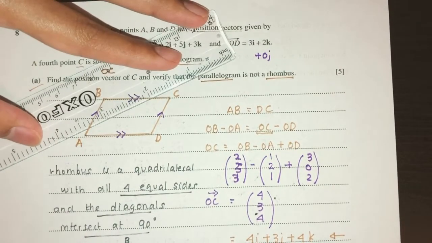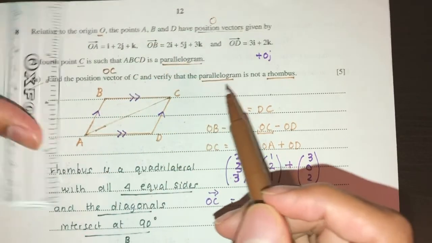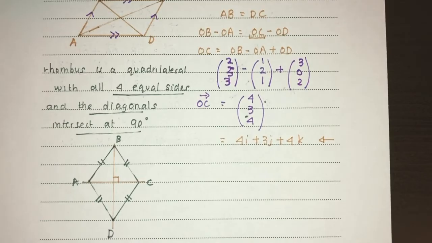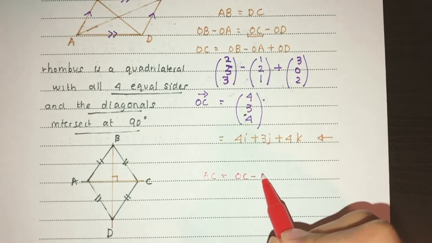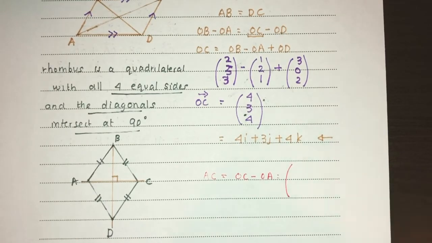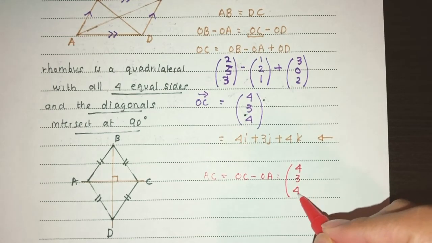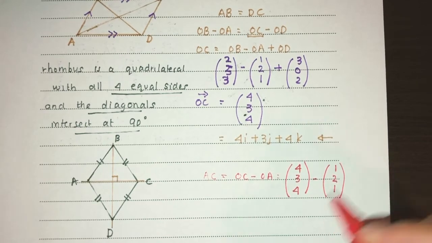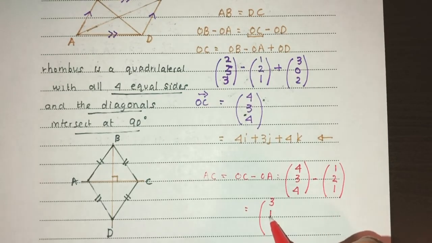What are their diagonals? As you can see, we have AC is a diagonal, and BD is also a diagonal. So let's find those two directions. First, let's find the direction of AC. That will be OC minus OA. OC is given to you by 4, 3, 4, minus OA, which is 1, 2, 1. That should give you 4 minus 1 is 3, 3 minus 2 is 1, 4 minus 1 is 3.